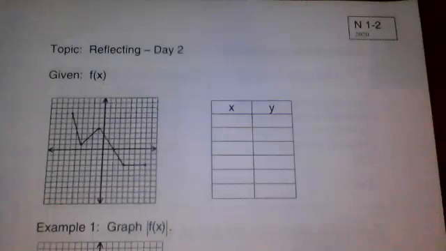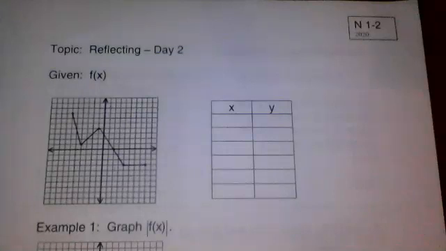Okay, we are on to day 2 on reflecting our graphs. Last lesson we discussed reflections that were across the x-axis, the y-axis, the origin, and the line y equals x. Today we're going to talk about some different types of reflections that involve the absolute value of a function.